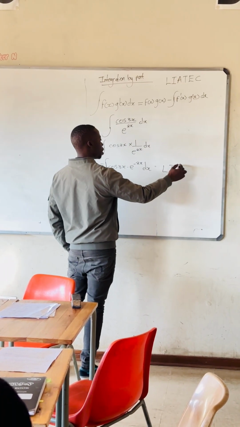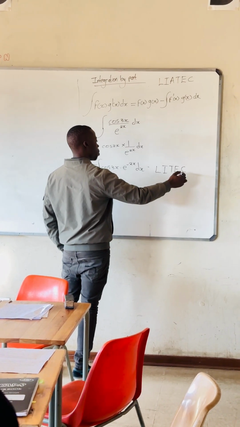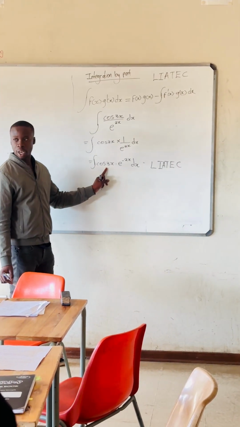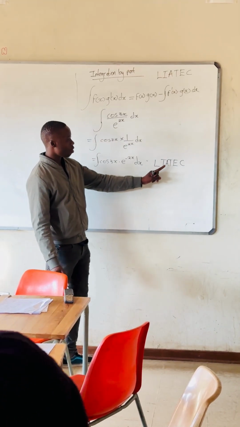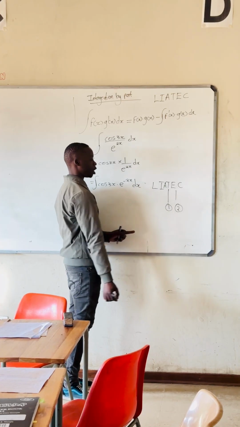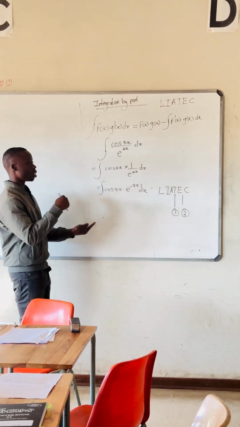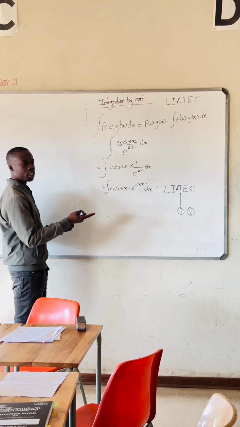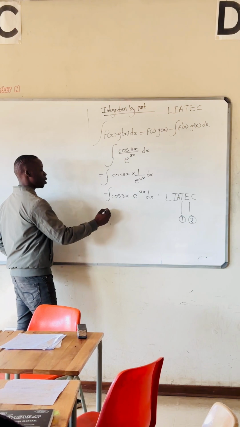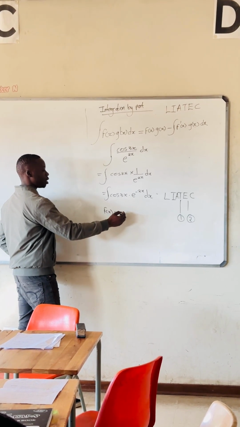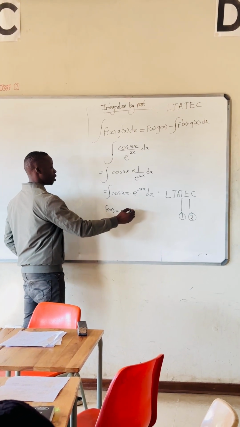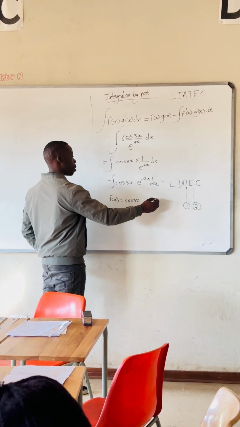So you have two functions multiplying each other. We need to use integration by parts. So we write our arrangement via the acronym. Now you have your trigonometry and exponential. Trig is first before exponential. In some arrangements you will find exponential before trig, but the one that we are using starts with trig. So it means we identify our f of x as the first function, and we identify g prime as the second function.